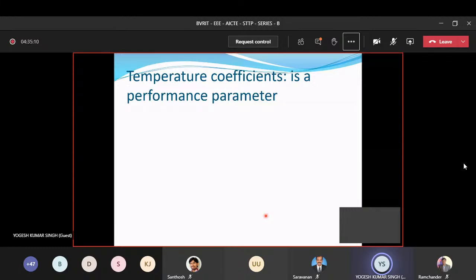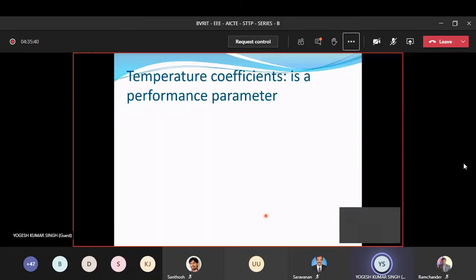It means that if the temperature is high, suppose the module temperature is 60 degrees centigrade, then under that condition your voltage will be reduced. So what is the meaning of that? The meaning is that when you increase the temperature, the voltage will be reduced. That condition is called the negative temperature coefficient.